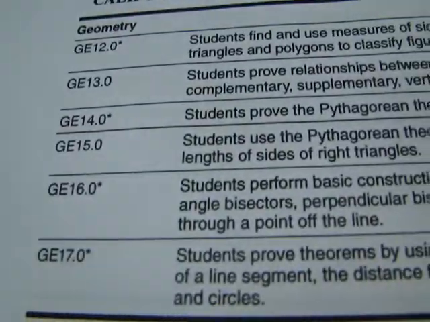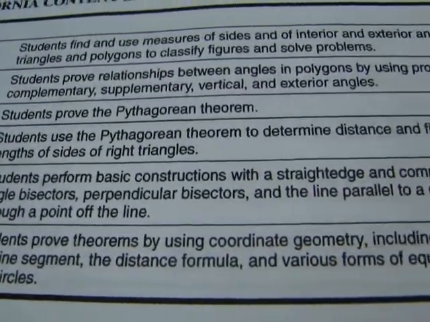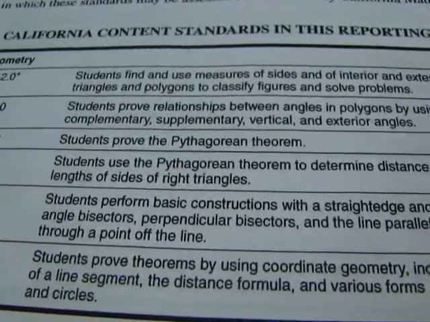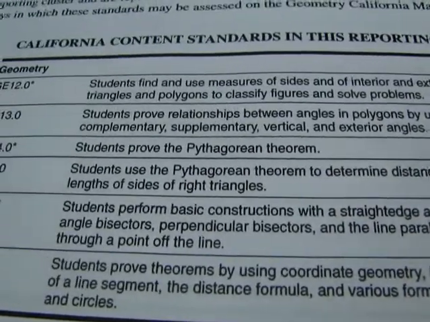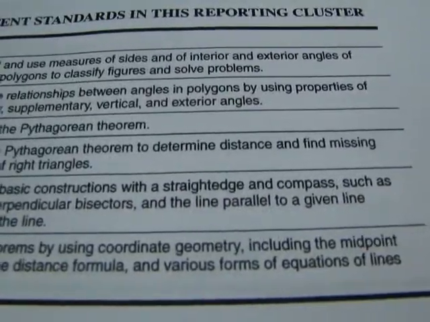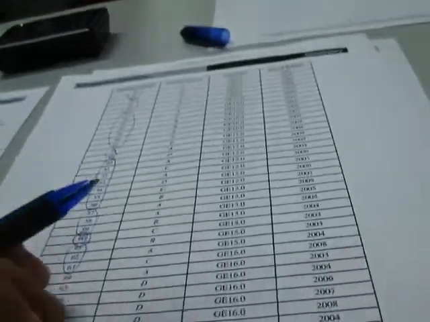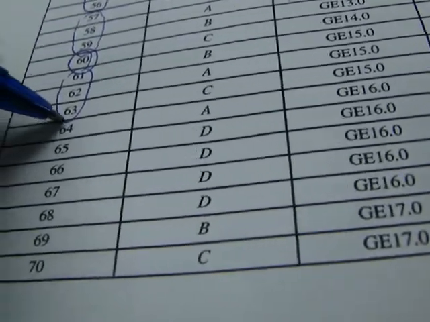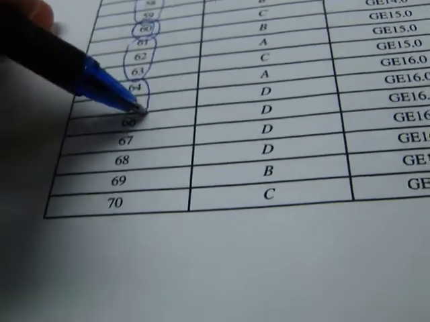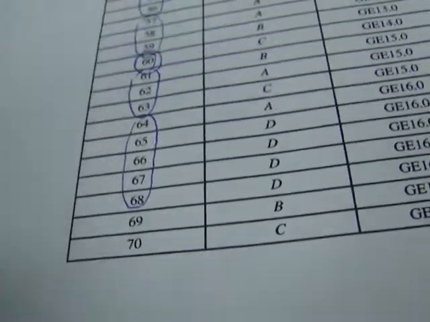Standard 16 is about constructions. Let's read the standard. Standard 16 says students perform basic constructions with a straight edge and compass, such as angle bisectors, perpendicular bisectors, and the line parallel to the given line through a point off the line. We're going to see that Standard 16, 1, 2, 3, 4, 5, is going to be problems 64 through 68.